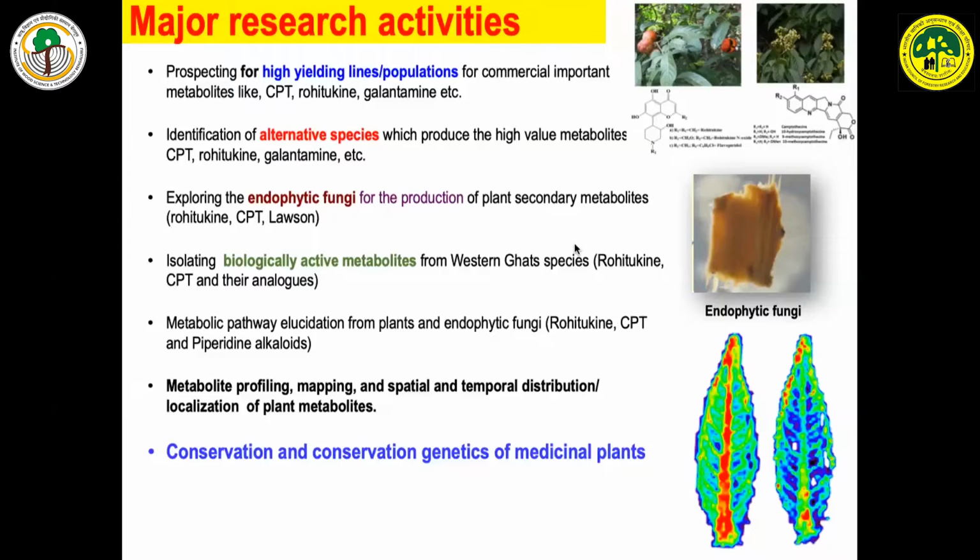And to understand this, we have now started working on metabolic profiling, mapping, and spatial distribution and localization of these metabolites, to understand where they are localized, which specific tissue they are localized in, and the pathway. Using these heterologous systems, we can understand the metabolic pathways and also identify the sources where these metabolites are rich, so that we can take up conservation studies, apply conservation genetics, and then restore those species in in situ conservation.